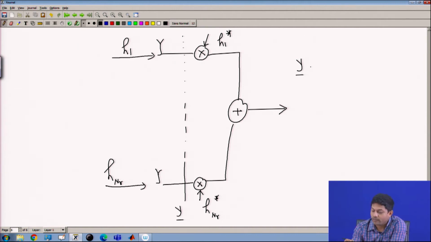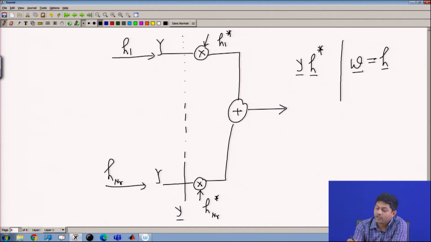So this is your y bar, and h bar, you conjugate it. That is what this particular is. Which means that here my w is nothing but your h, because I am conjugating and multiplying. So w will be your h. Okay, so what happens here?